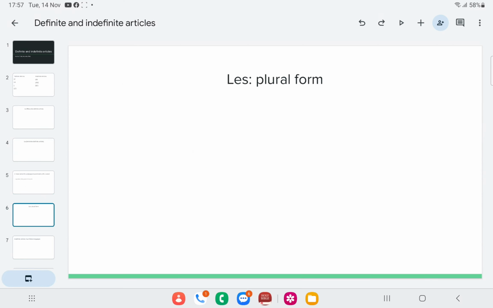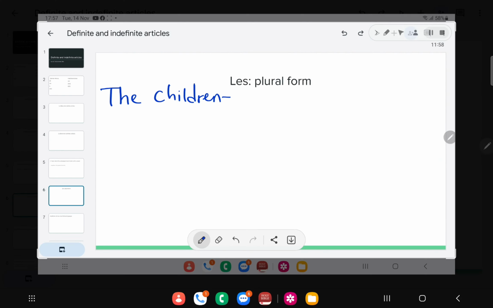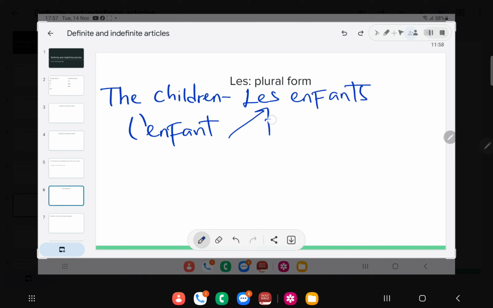Now we'll move to the plural form of the definite article, les. If I want to say the children, that is more than one child, this will be les enfants. If I wanted to say the child, that is one child, it will be l'enfant. But in this case, we are talking about plural, which makes it become les enfants.